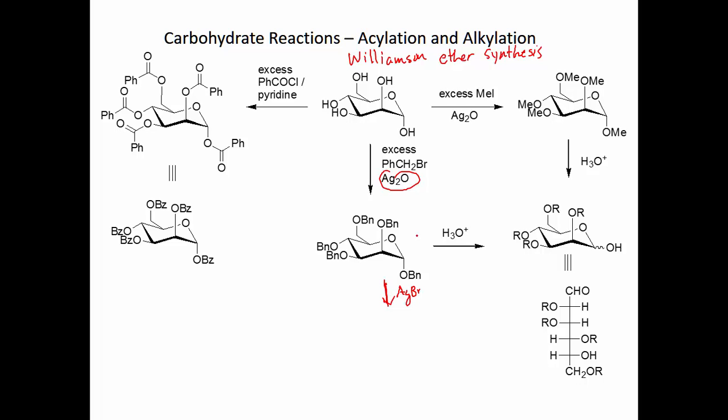Okay, I'm just showing in these two equations here with methyl iodide and benzyl bromide, just using large excesses of base in these reagents, and we're turning all of the OH groups into ether groups. So here they're all benzyl groups, here they're all methyl groups. Okay? All right, now once they're here, we can actually do an acetal hydrolysis and selectively remove only the anomeric OH group.